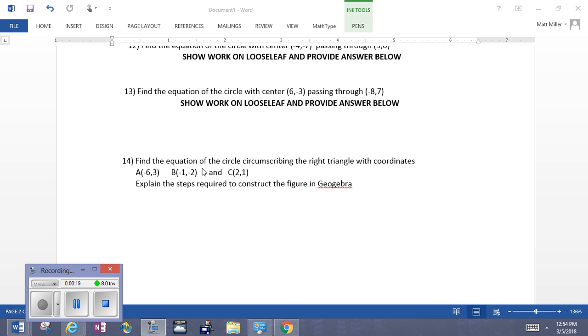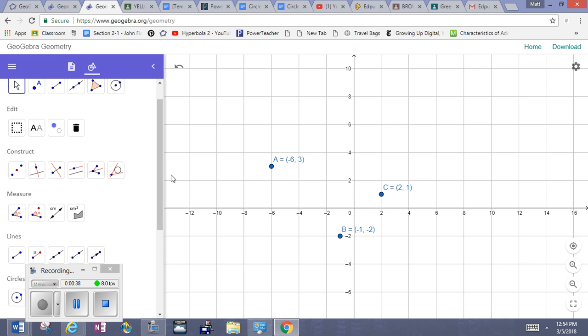Okay, so we're going to do this like we did the other one, and kind of look at it in GeoGebra, see if we can reason out some things, and then go and do it with algebra. Okay, so here we go. Here's those 3 points plotted out for me.